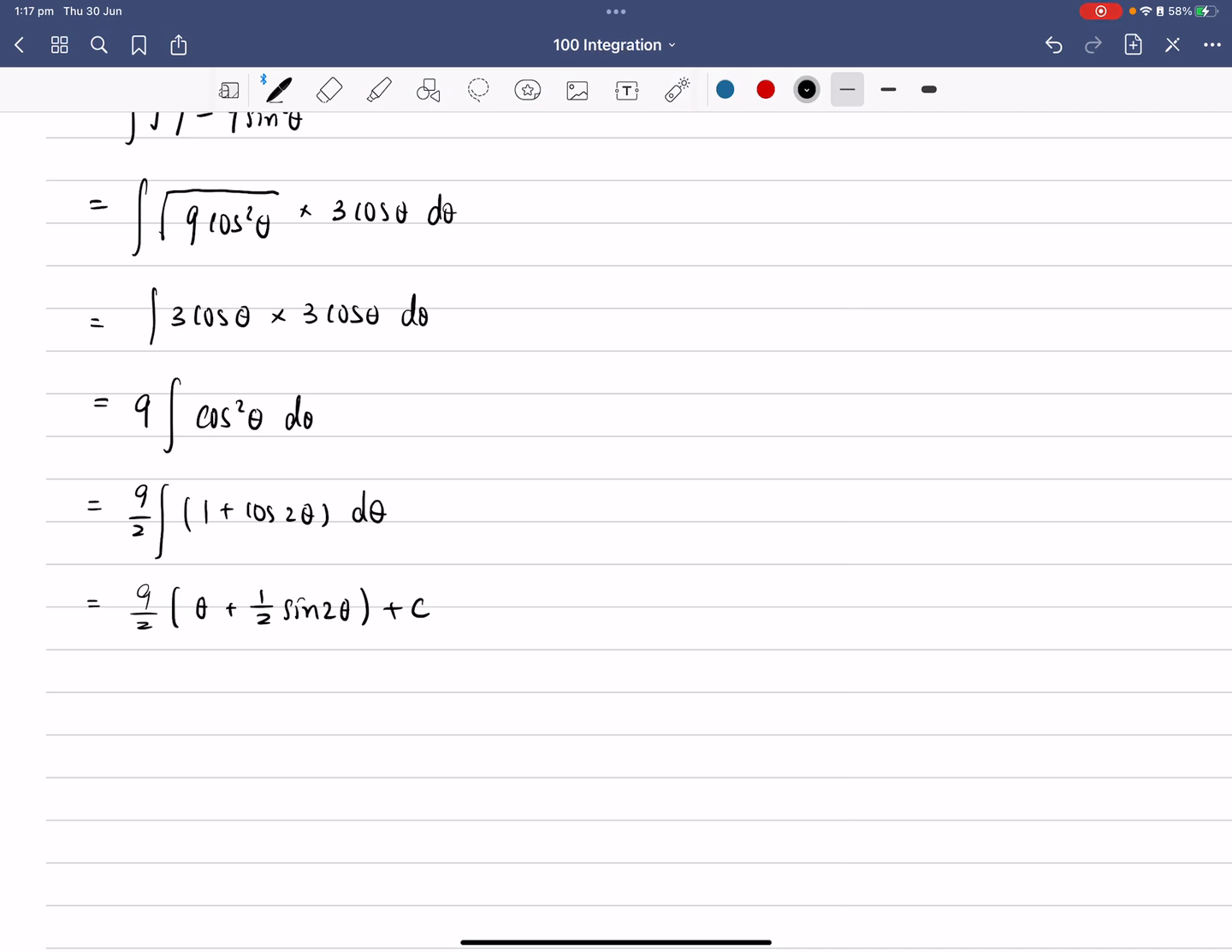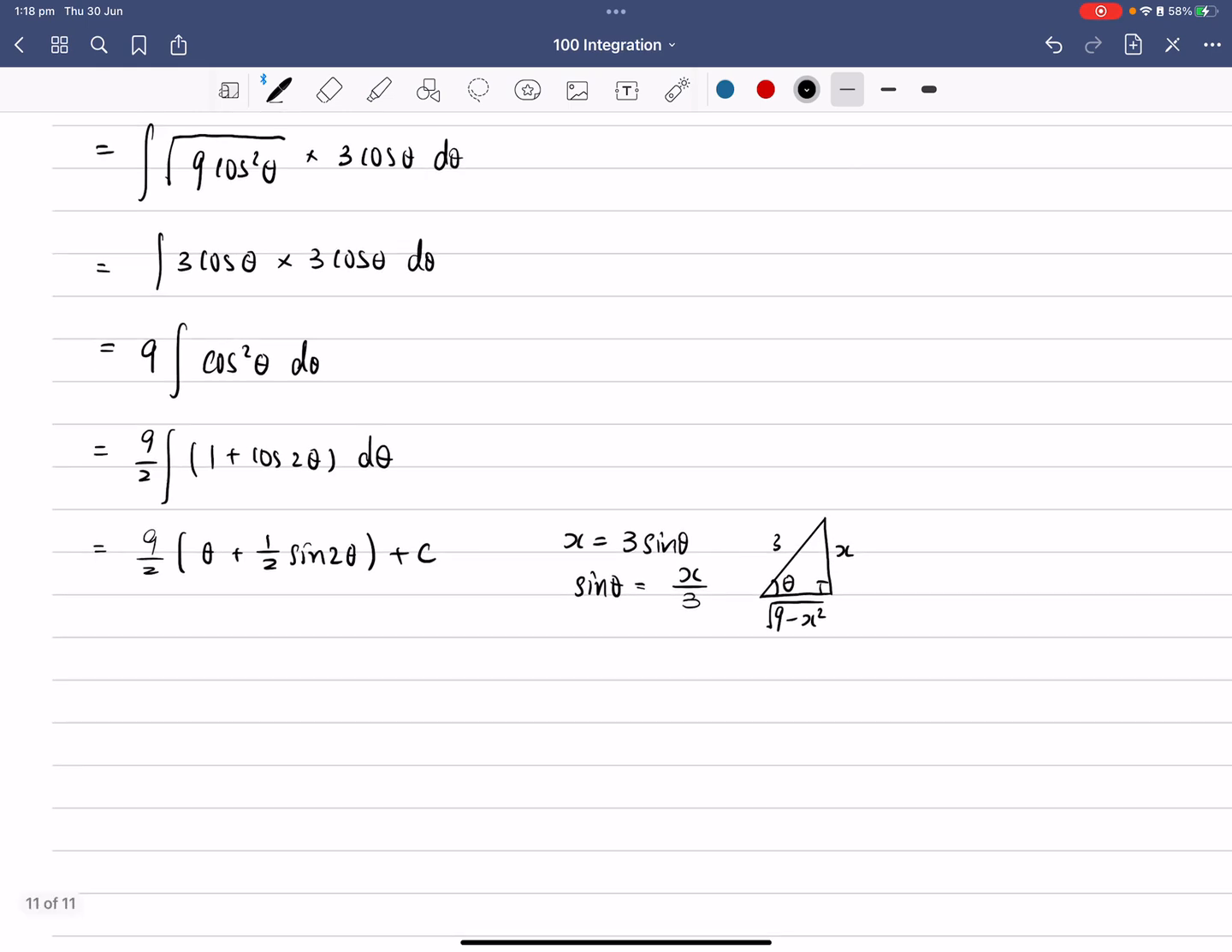So remember from previously, we let x equal to 3 sine theta. So based on these values, sine theta is equal to x over 3. So if we simply draw a right angle triangle, try to find out what is the ratio for that. If that angle is equal to theta, opposite side is equal to x, the hypotenuse is equal to 3. So therefore the adjacent side is just going to be square root of 9 minus x squared.